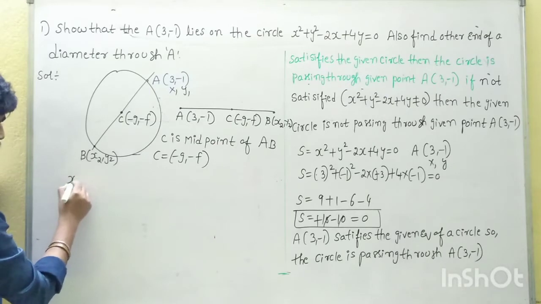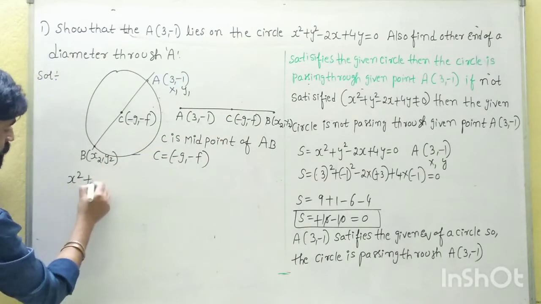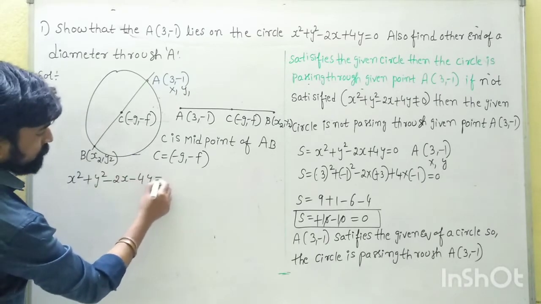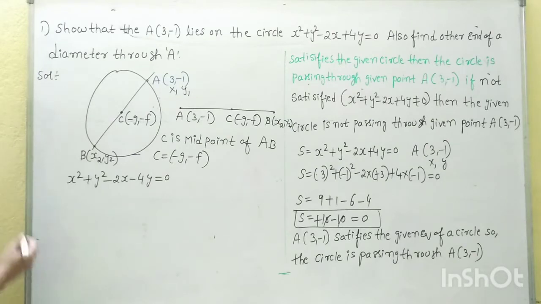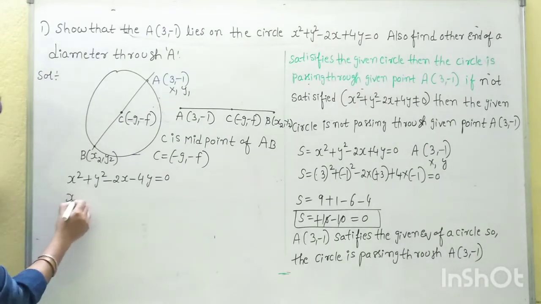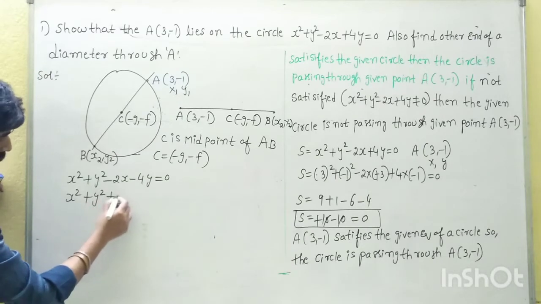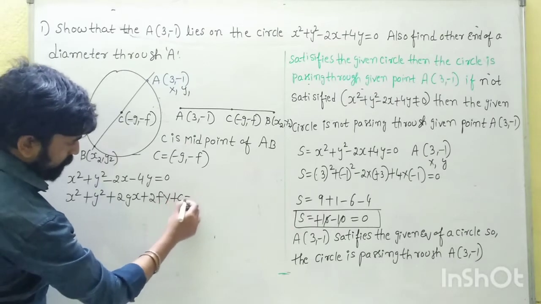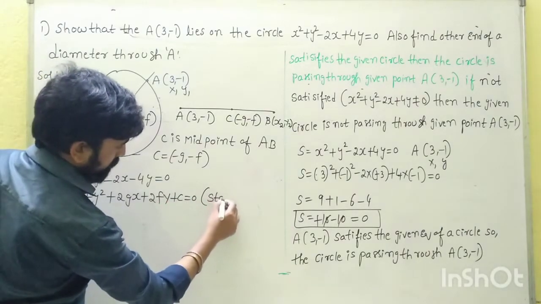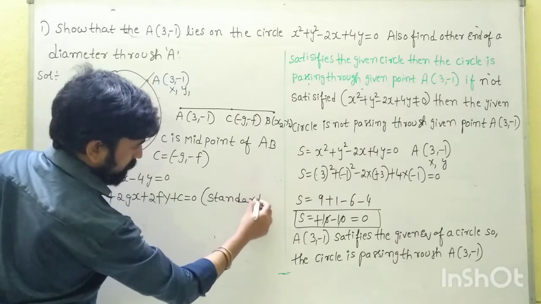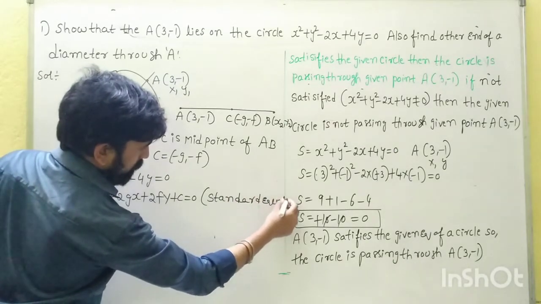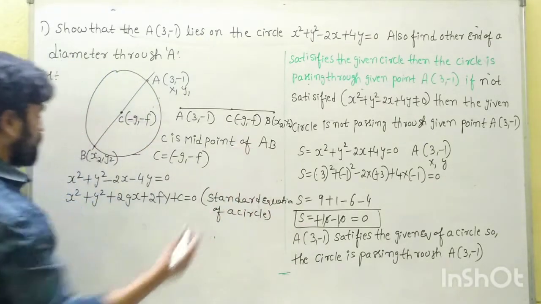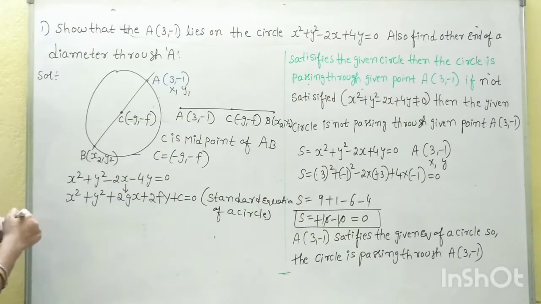Compare the equation with the standard equation of a circle. x² + y² - 2x - 4y = 0. What is the standard equation of a circle? x² + y² + 2gx + 2fy + c = 0. It is called the standard equation of a circle. Then we compare with this.